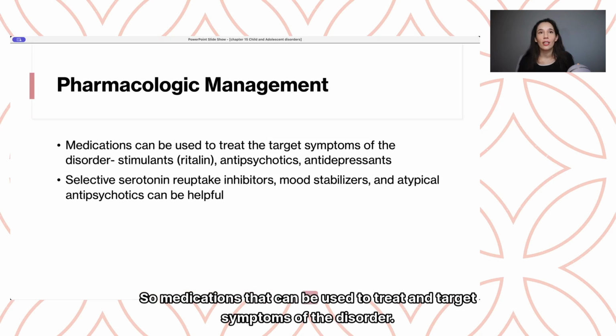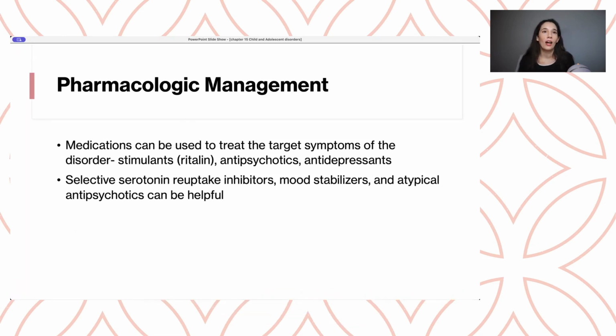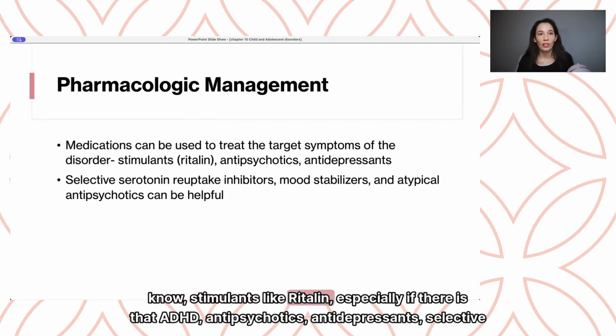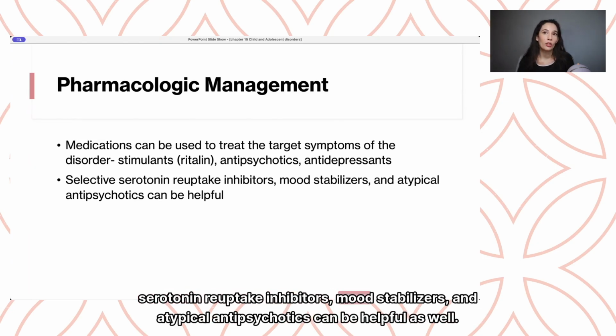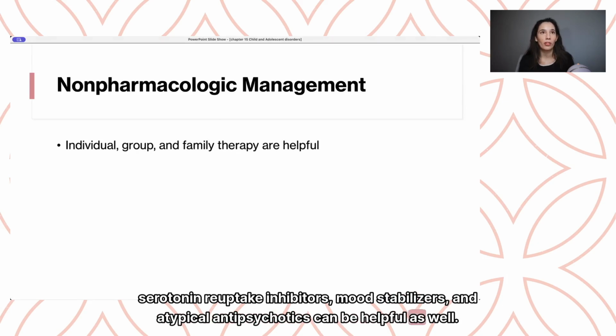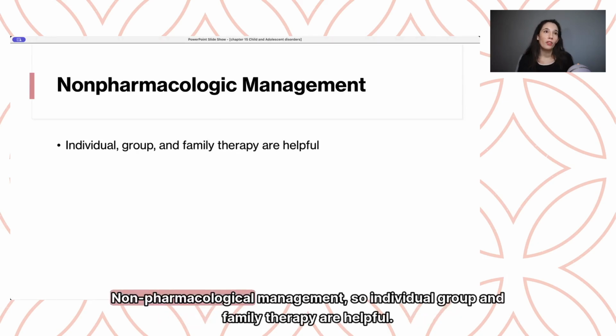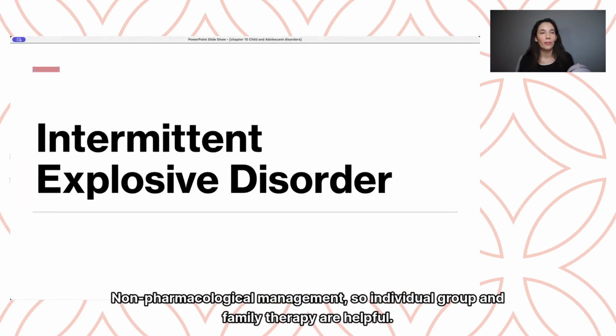So medications that can be used to treat and target symptoms of the disorder: stimulants like Ritalin, especially if there is that ADHD, antipsychotics, antidepressants, selective serotonin reuptake inhibitors, mood stabilizers, and atypical antipsychotics can be helpful as well. Non-pharmacological management, so individual, group, and family therapy are helpful.